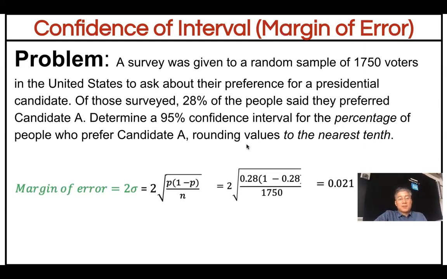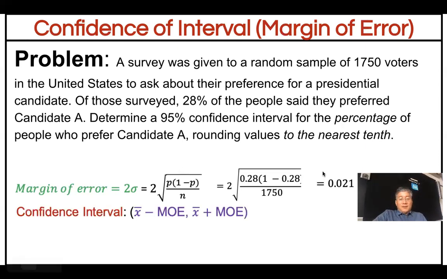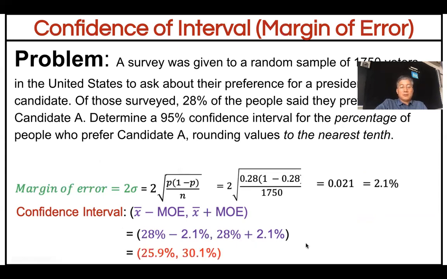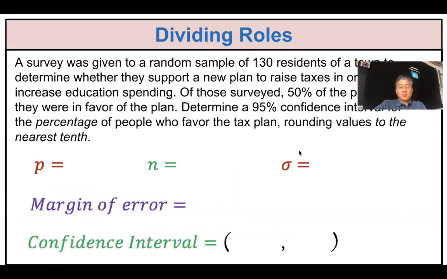Now let's get the interval, to the nearest 10th percent. 2.1%. So the confidence interval, you know, is mean minus MOE, mean plus MOE, and we already have the MOE. The mean is 28%. So 28% minus 2.1%, 28% plus 2.1%. And then your result is like this: 25.9% to 30.1% is the interval. Very good.